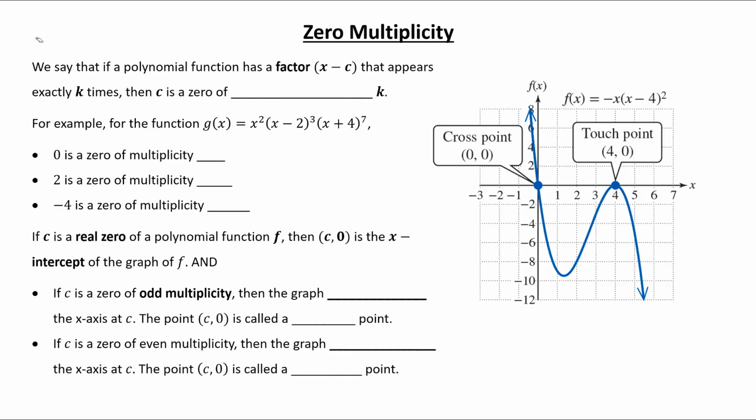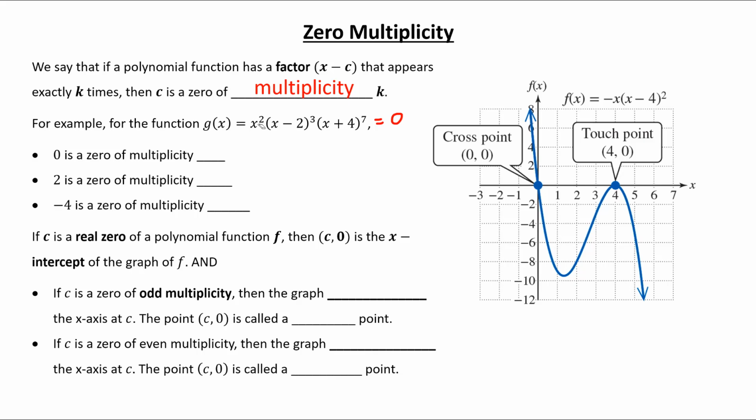All right, so we say that if a polynomial function has a factor x minus c that appears exactly k times, then c is a zero of multiplicity k. And that sounds complicated, as all mathematical definitions do, but it makes a lot more sense if you look at this. So for example, for the function g of x, it's all factored out here, x squared times x minus 2 cubed times x plus 4 to the 7th. You can see the zeros of this function, of course, because if it's factored and you set it equal to 0, you know that the three things multiplied together give you 0. So one of them has to be 0.